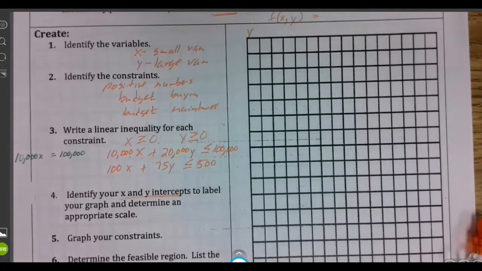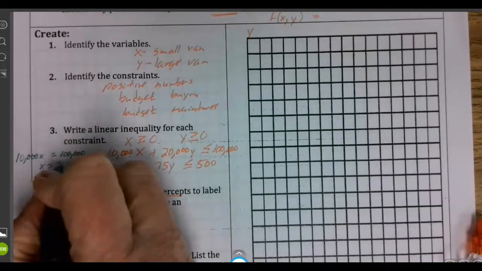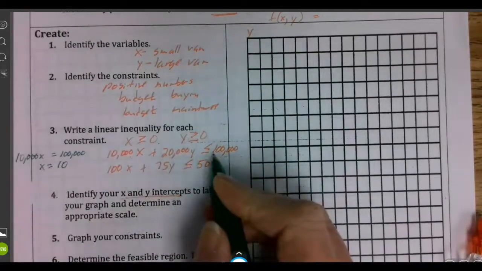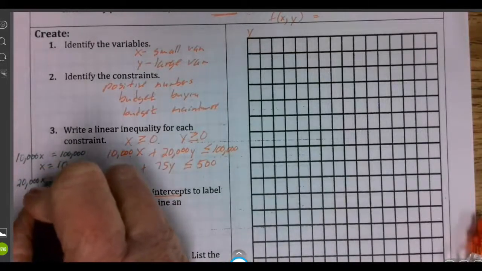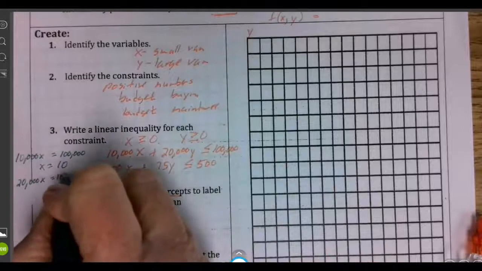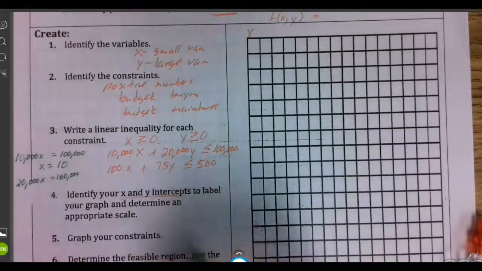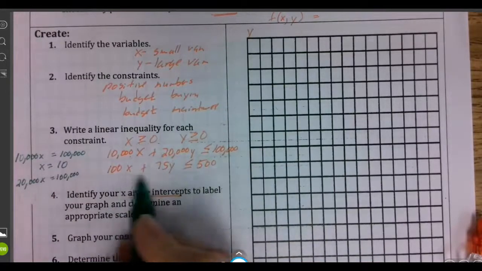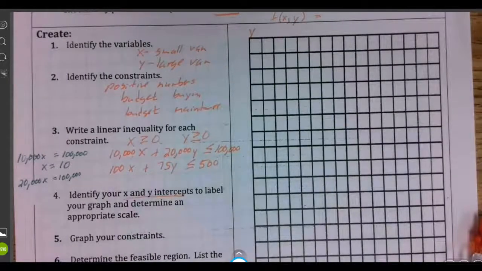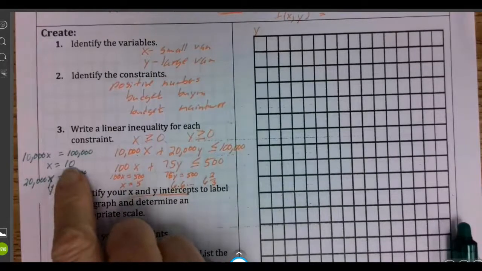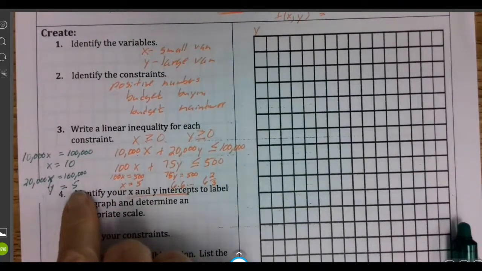So 100,000, we should be able to do this without a calculator. That's going to give me my x-intercept on this one is 10. And my y-intercept, that'd be 20,000, is equal to 100,000. Find out your x-intercept there. And then I want you to go and find the x-intercept and y-intercept for these. Go.